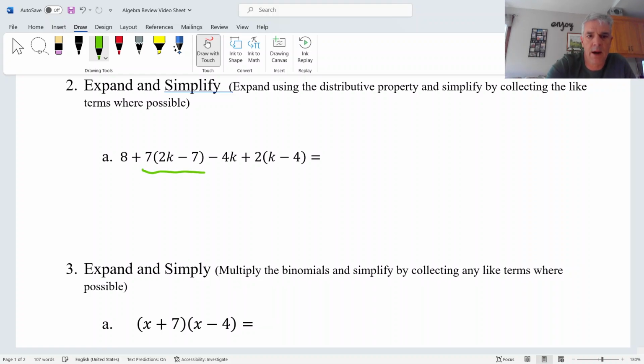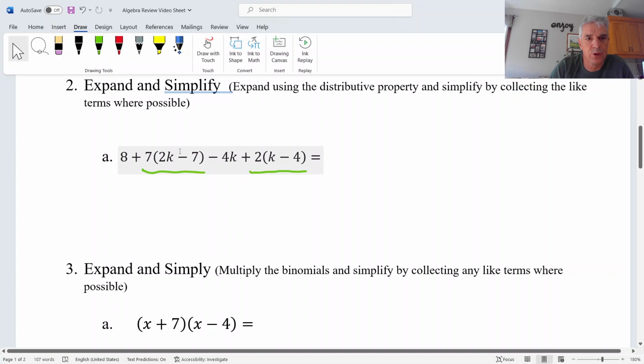The distributive property applies when we have a number in front of a bracket, and we want to distribute that number into the bracket, and it's multiplication, okay? I cannot add this 2k minus 7 because they are not like terms. So I must distribute the 7 onto these two things, okay?